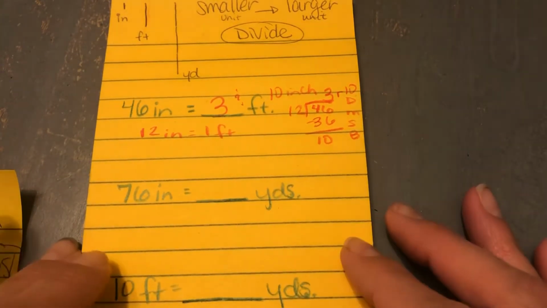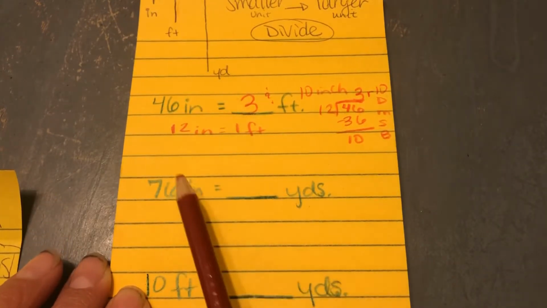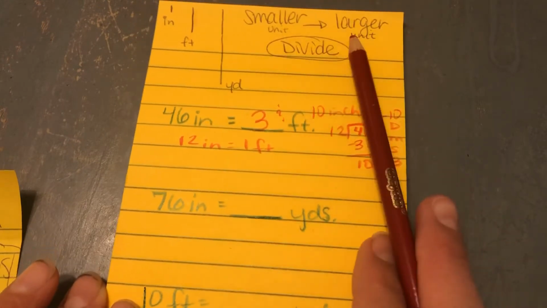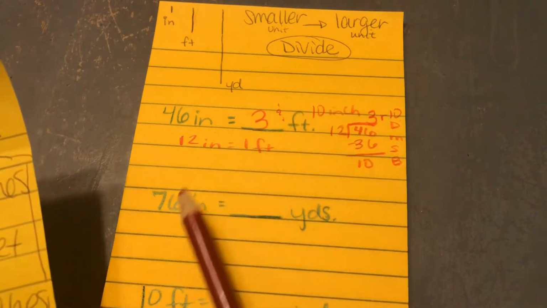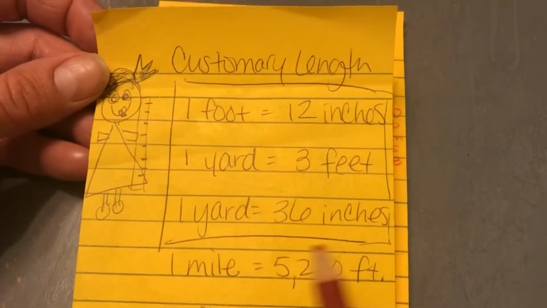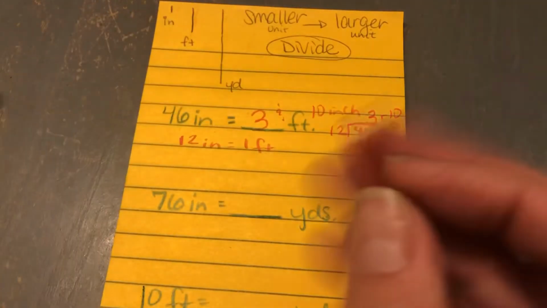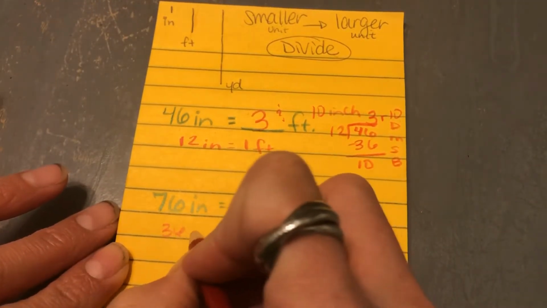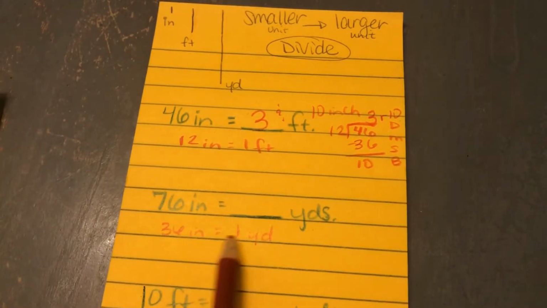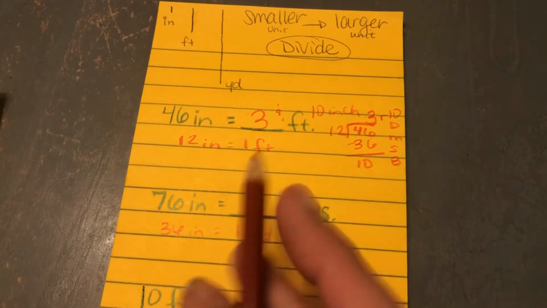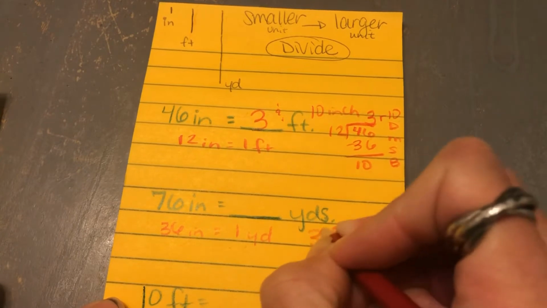Okay? All right, the next one, going from inches to yards. Inches to yards, so a smaller unit to a larger unit. Again, we're going to divide by looking at our conversion chart. So inches to yards. Let's see, inches and yards. So 36 inches equals 1 yard. 36 inches equals 1 yard. Okay, so to go from inches to yards, we need to divide by 36. So I need to do 76 divided by 36.